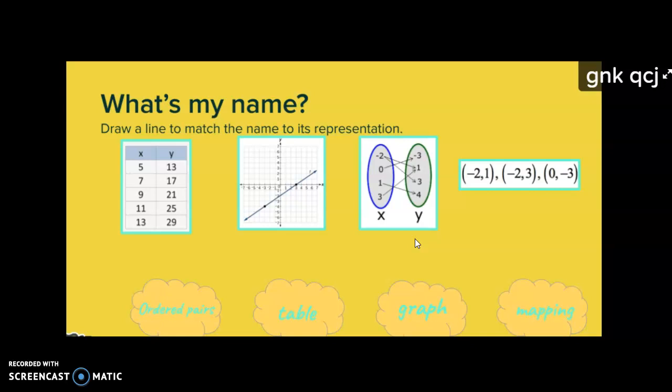Okay, tables. We should remember what tables look like. We should remember what a graph is. The new one that we may not know is this mapping diagram. It kind of looks like 2 lungs, actually, and they're connected by veins. So this would be our mapping diagram. Okay, go ahead and draw lines from the name to the representation. You can move on to the next slide.